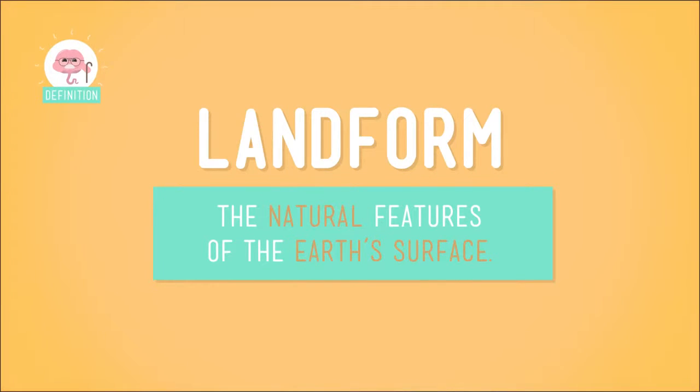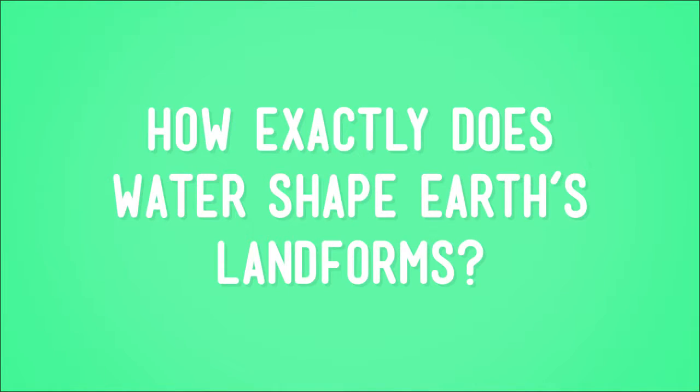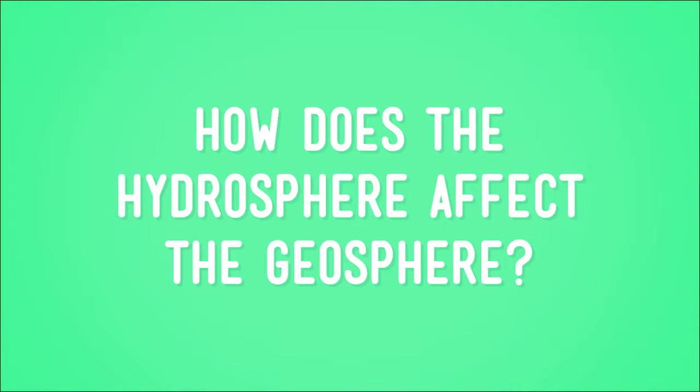On a small scale, things like moving water shape the Earth's landforms, the natural features of the Earth's surface. On a bigger scale, the gradual shifting of the Earth's crust is slowly moving even bigger things, like the oceans and the continents. So one day, our planet will look different, maybe a lot different from how it looks now. So how exactly does water shape Earth's landforms? Or to bring it back to the spheres we've been talking about, how does the hydrosphere affect the geosphere?